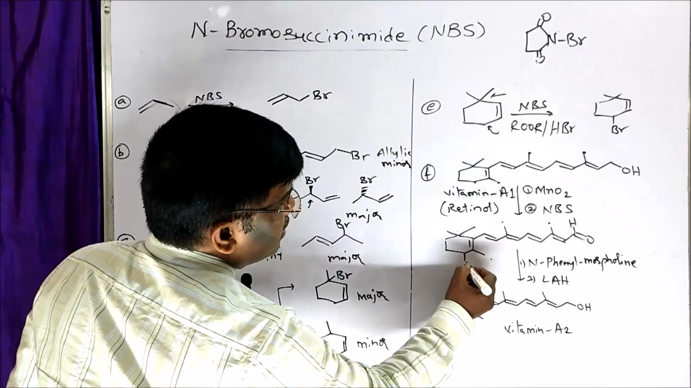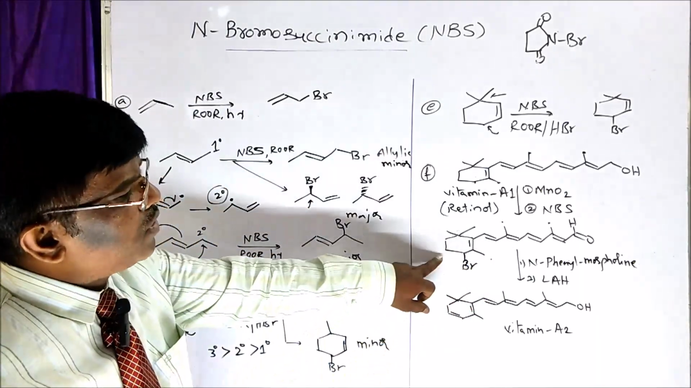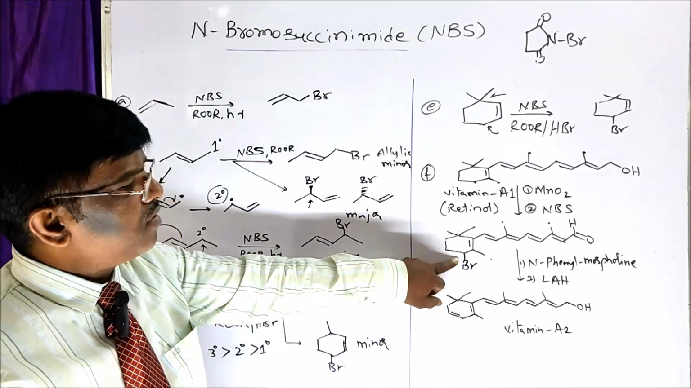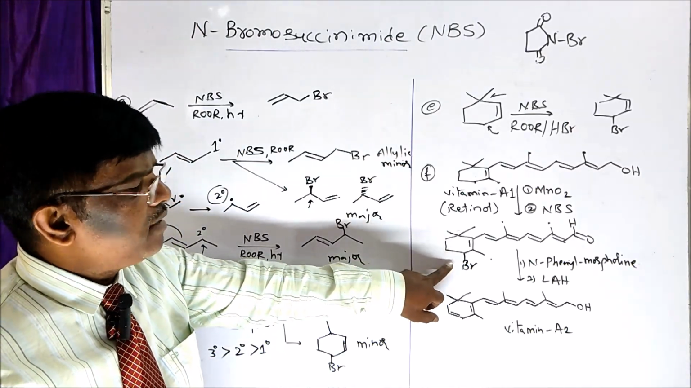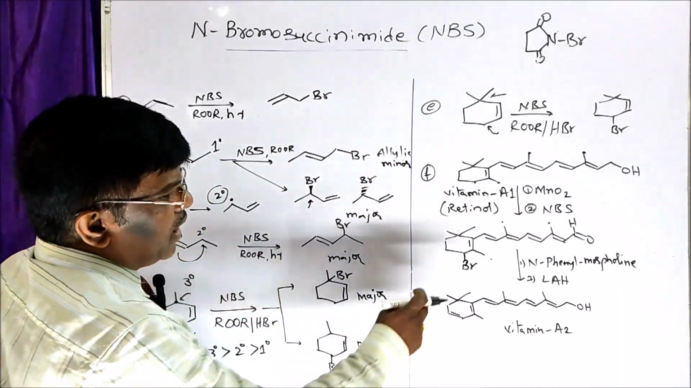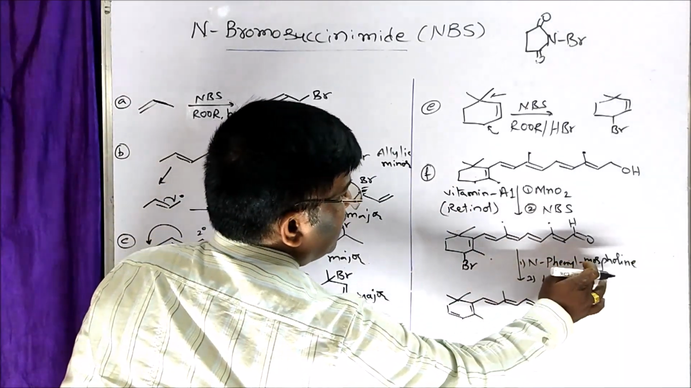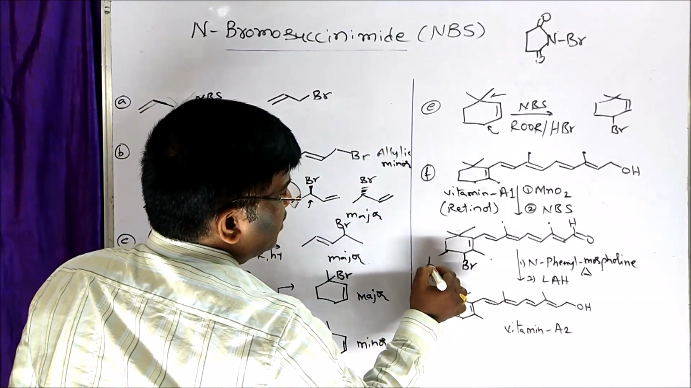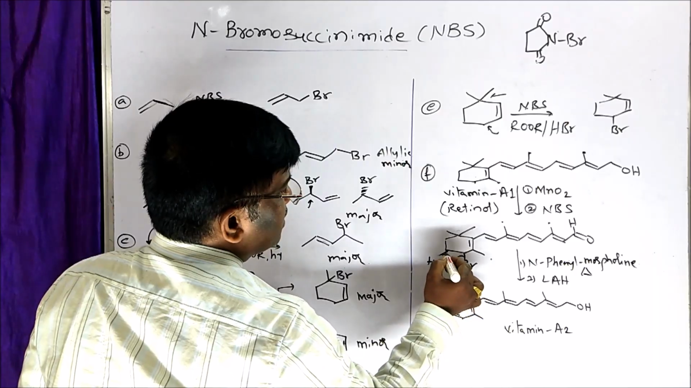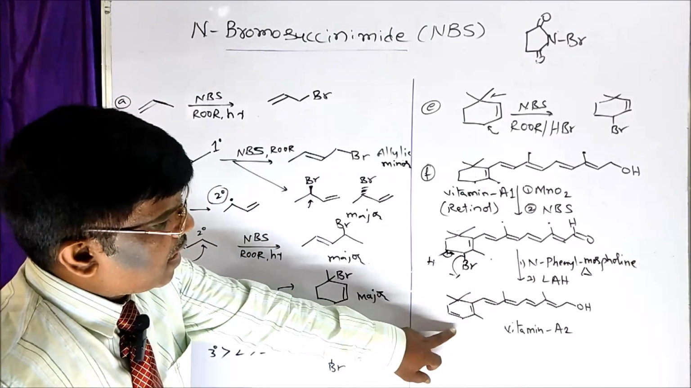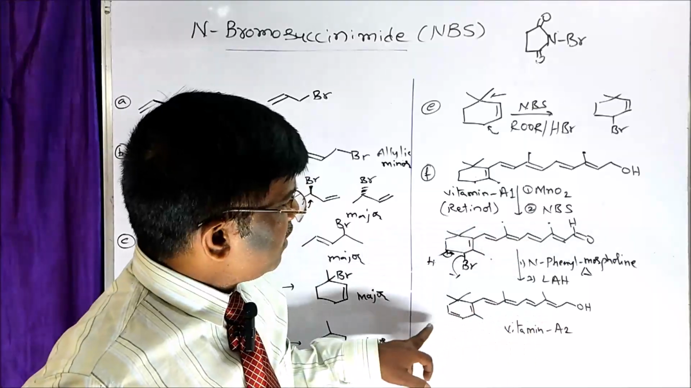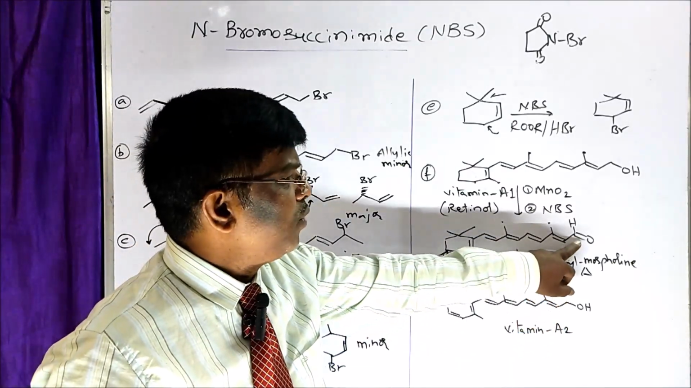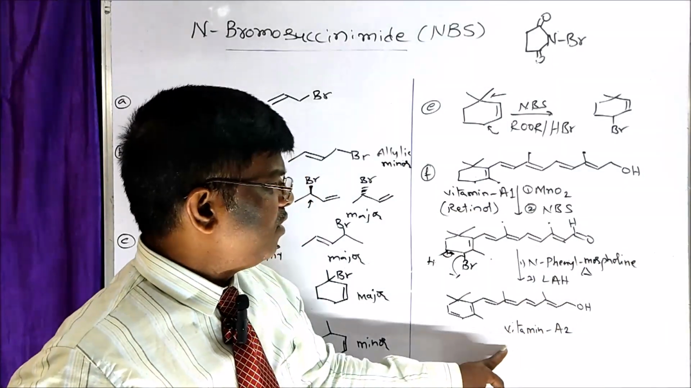However, as I said just now, the carbon which is going to form the secondary free radical is going to be brominated using NBS to give this bromo compound. Using N-phenyl morpholine and heating, you are going to get elimination, right? It is going to give the double bond, and after getting the double bond, you can do reduction with lithium aluminum hydride to reduce this aldehyde to alcohol to give vitamin A2.